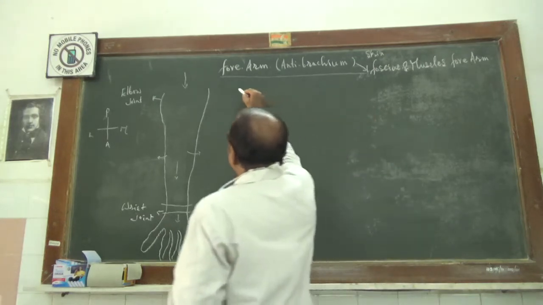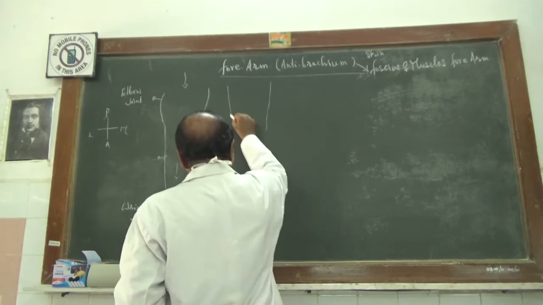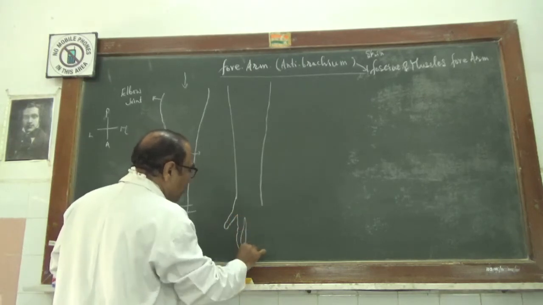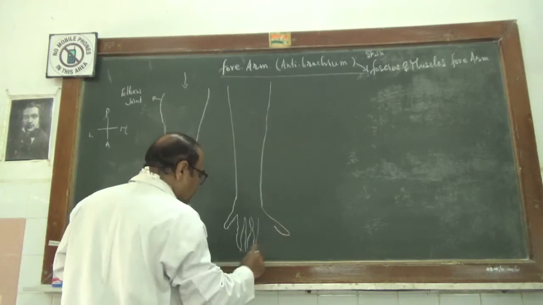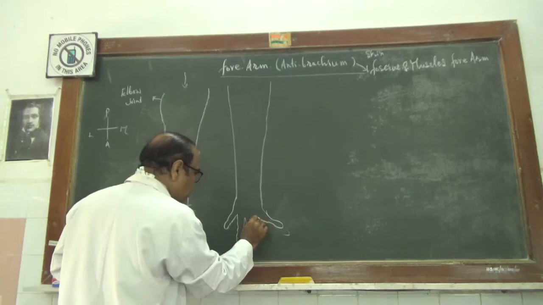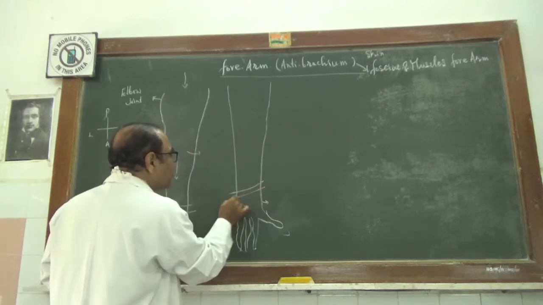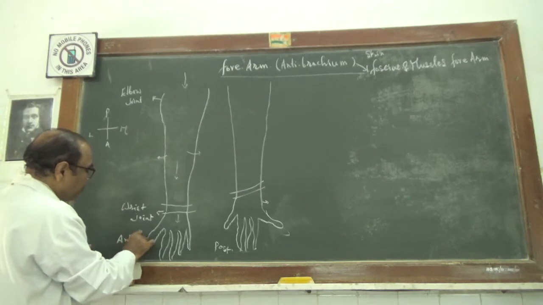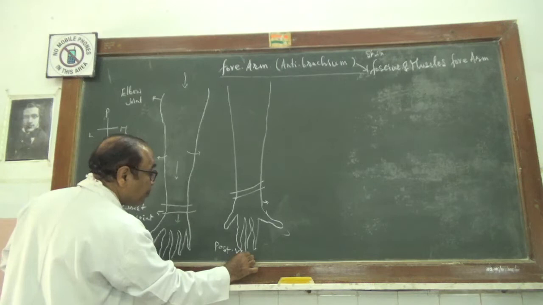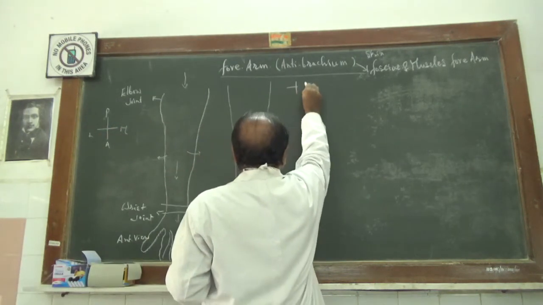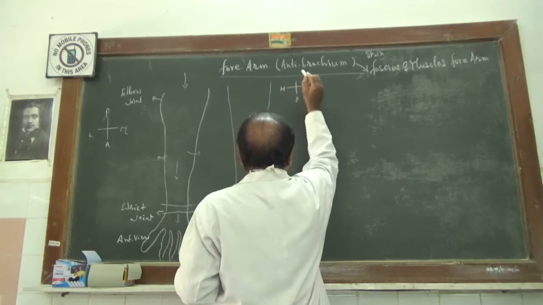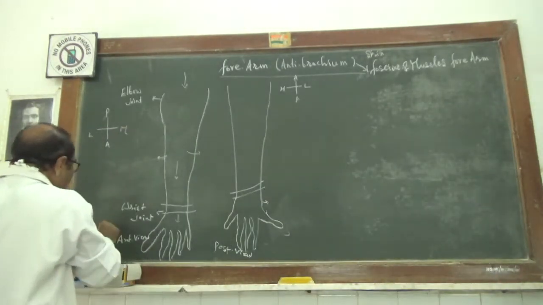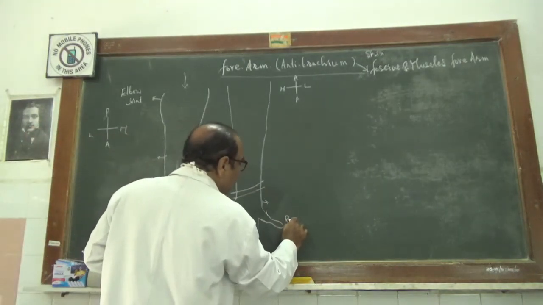Now the skin of the back aspect of the forearm, in the same way, is like this, it is the back aspect. So this is the wrist, this is the posterior view, this is the anterior view. Here you can see the lateral part, this is the medial, this is the posterior, this is the anterior. So this may be the right side, posterior.